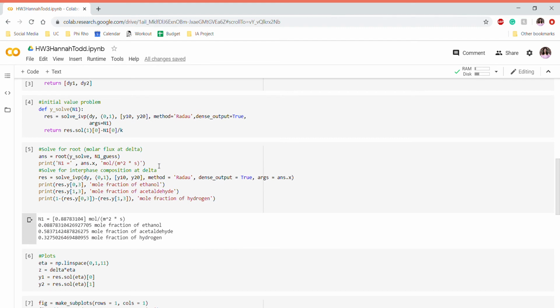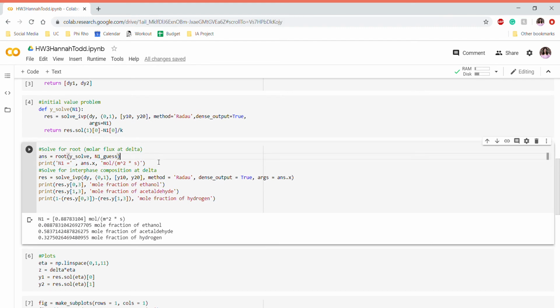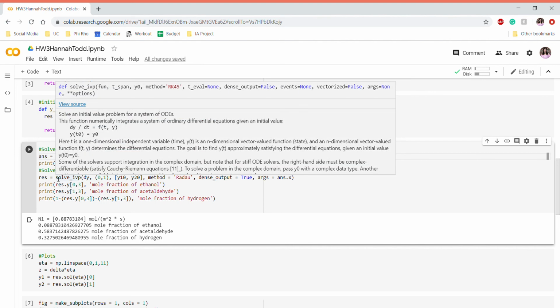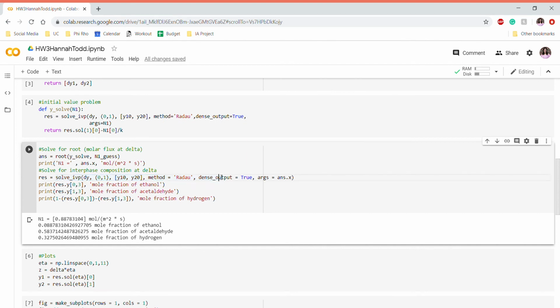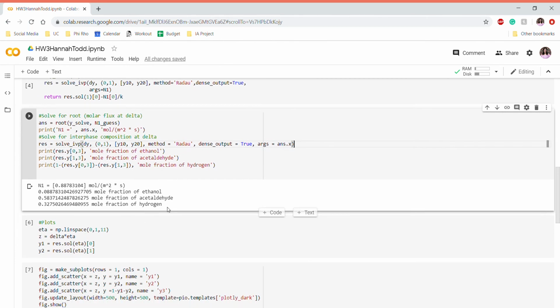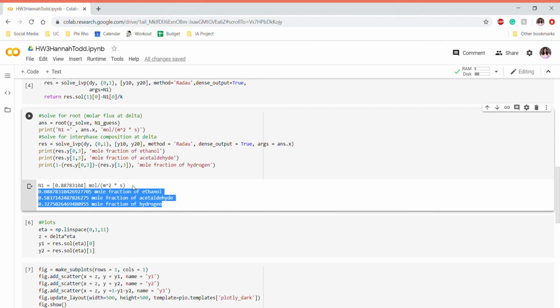Then this line is just so my answer is a little bit clearer and easier to understand. Then this line solves for the composition at the interface at delta, where it's the same argument as above, but this time instead of inputting N1, we are inputting the correct argument for N1, which is this answer.x. And then here are our mole fractions and our correct N1.